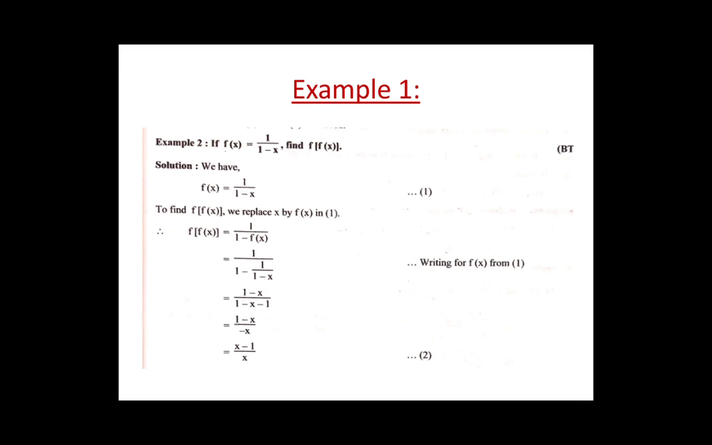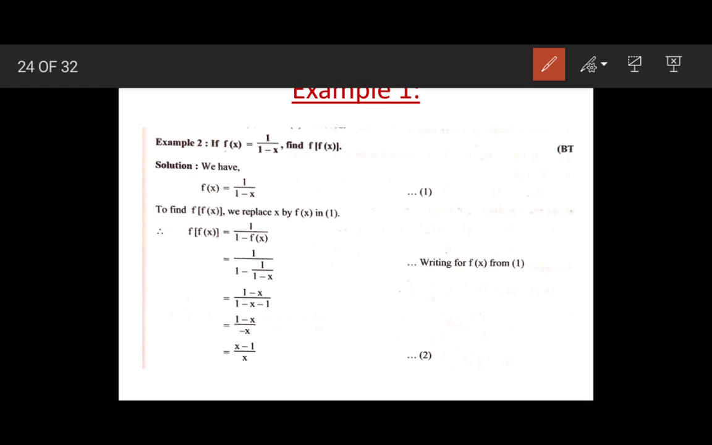In today's video, we are going to solve some examples based on types of function. So let us start. Example 1 says that if f of x is equal to 1 upon 1 minus x, then find f of f of x. Okay, this is the example of composite type of function. So we have to find f of f of x.